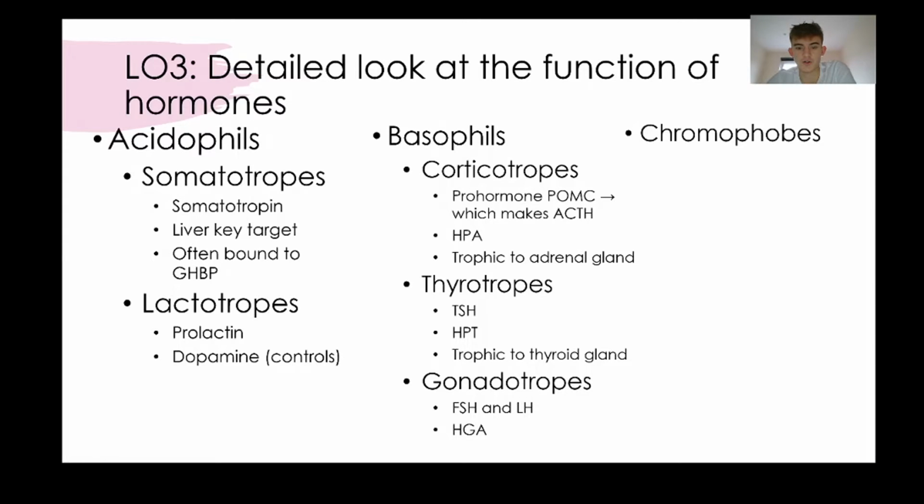and we'll talk about those hormones there and how this ACTH is used. Then thyrotropes, so again we're using those base words, thyro, so to do with the thyroid gland. So we've got thyroid stimulating hormone released from the pituitary, and that's in the hypothalamic pituitary thyroid axes, and then again trophic to the thyroid. Gonadotropes, so gonads, to do with our sexual organs, so we've got this FSH and LH release.